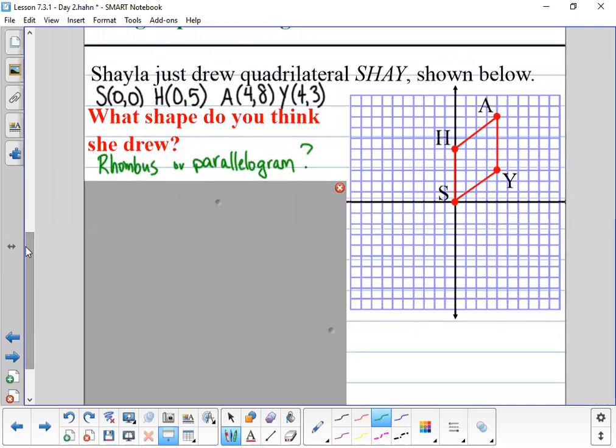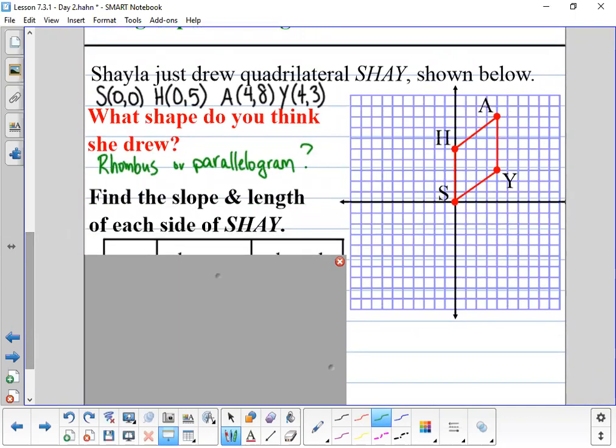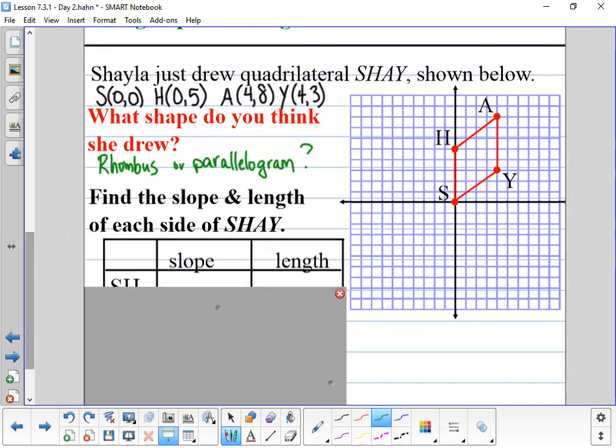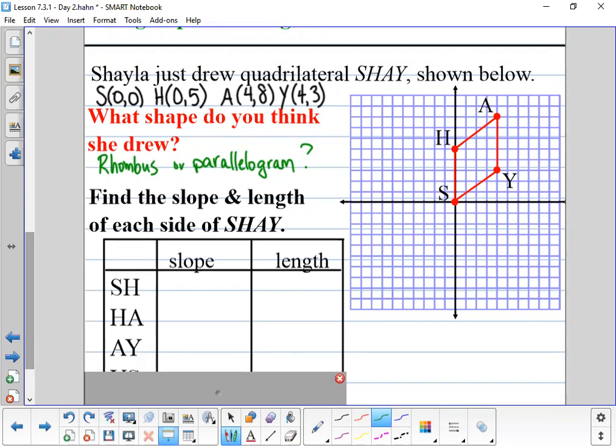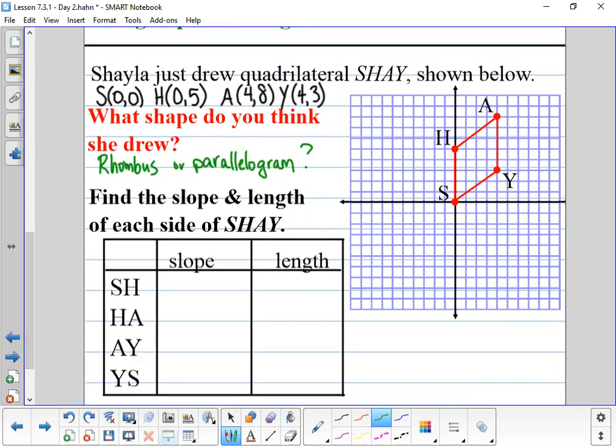All right, so I like to be organized. So I prefer to make a table to help me organize my work. So in your notes, I want you to copy down this table. We're going to do each side in its own row. So we've got side SH, HA, AY, and YS. And then for each side of my quadrilateral, I'm going to find the slope and I'm going to find the length. We're going to start with SH.